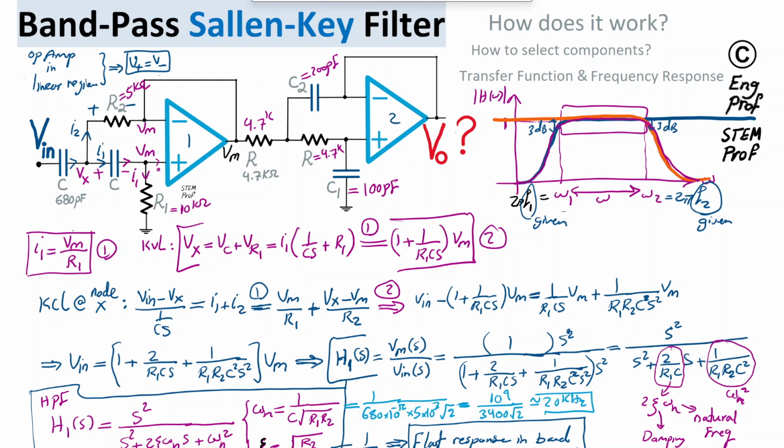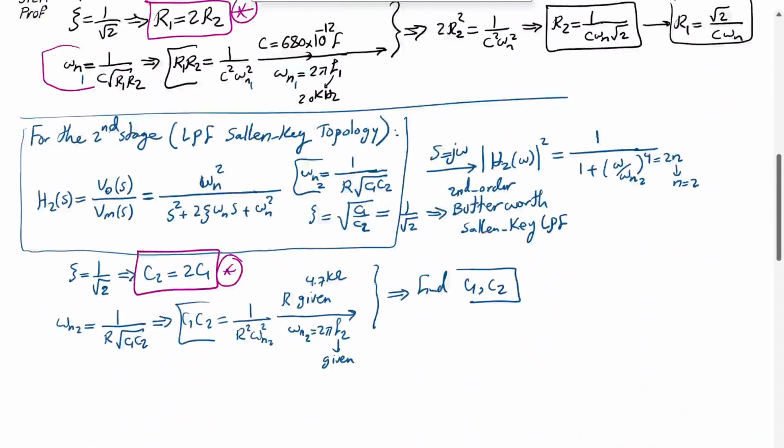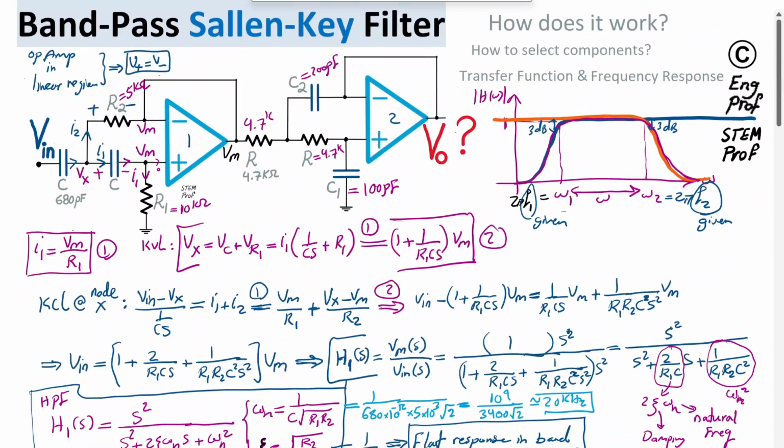We can have a very stable and flat response for the circuit inside the bandwidth, the in-band frequency range of the bandpass filter. I hope that this example is helpful, and it shows how the circuit is working and how components can be selected.